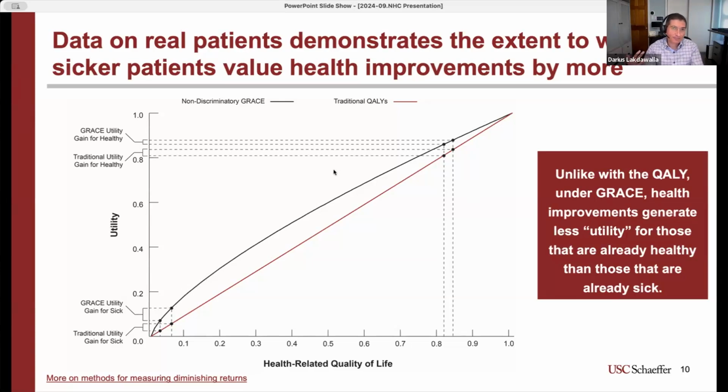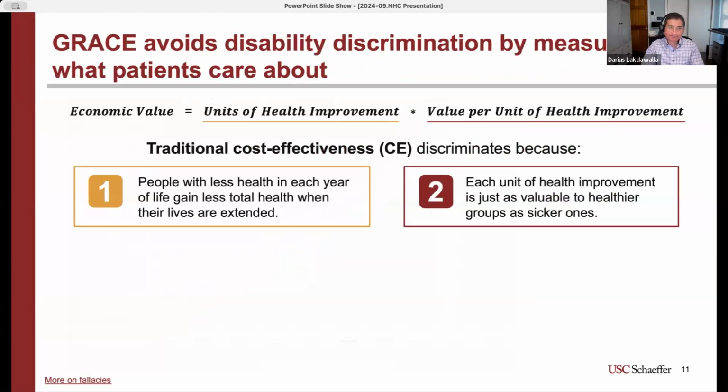But from a practical standpoint, when you elicit preferences from real patients, you find this pattern: people believe that when someone is in a sicker state, a given improvement in health is going to be more valuable. And allowing for that then allows us to capture real preferences better.